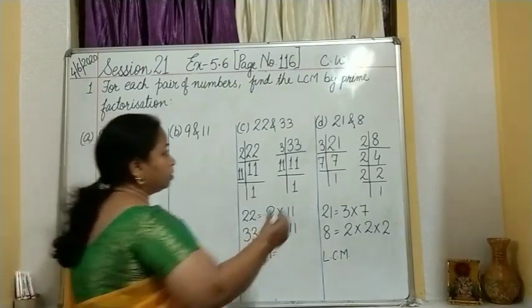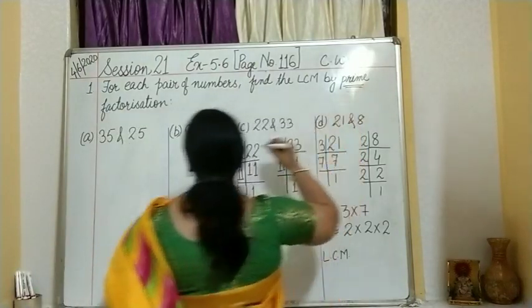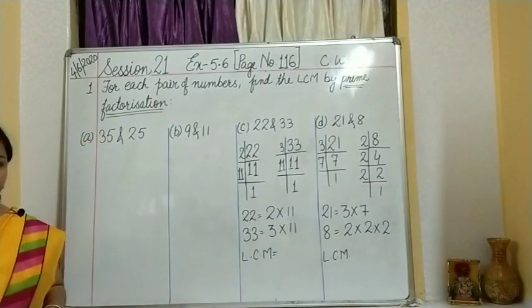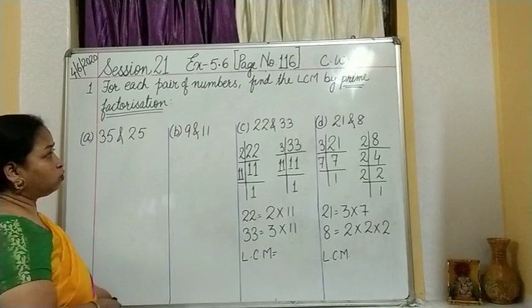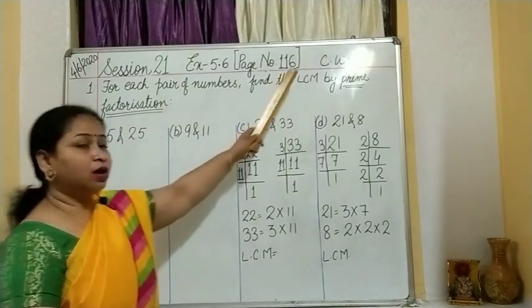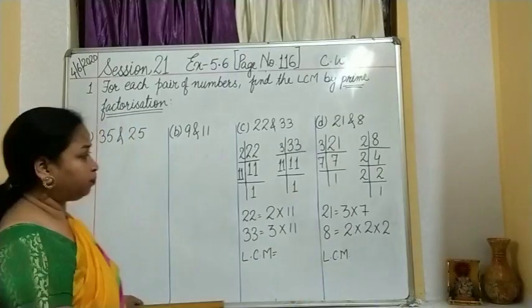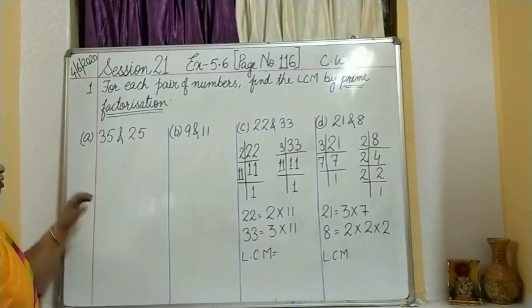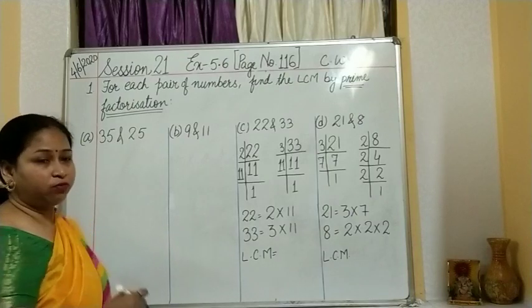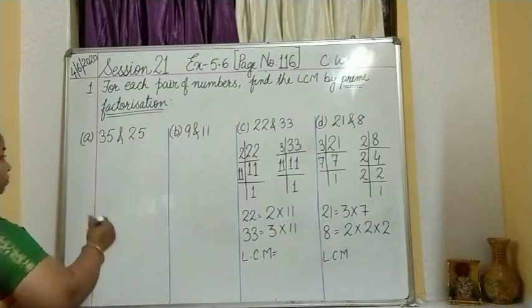So by which method are we going to find it out? Prime factorization. Children, we have already worked out HCF by prime factorization, isn't it? So here also I am going to solve it, and this is a classwork for you. Okay. Look at the first question, 35 and 25. What do we have to do? We have to find out the prime factors. So separately first we will find them out.